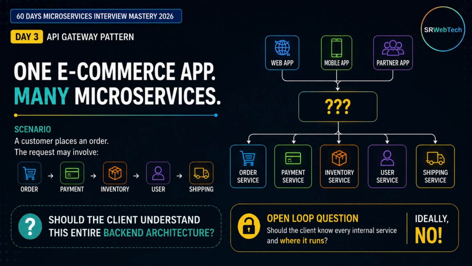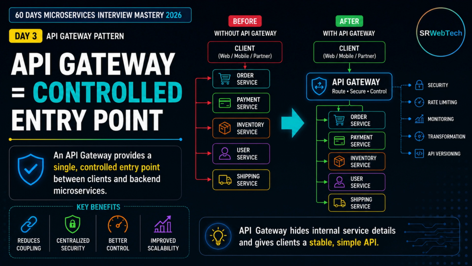Ideally, no. An API gateway acts as a controlled entry point between clients and microservices. Instead of exposing every internal service directly, clients communicate with the gateway. It routes each request to the correct service and can apply common policies such as security and rate limiting. This reduces client coupling and hides internal service details. The client only needs to know the gateway, while the gateway manages communication with backend services.